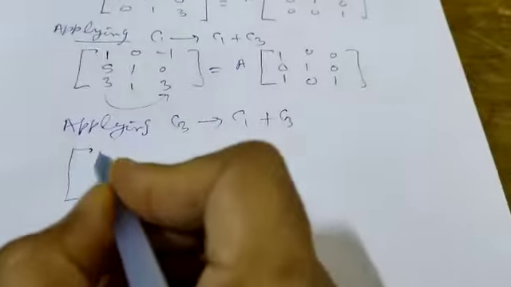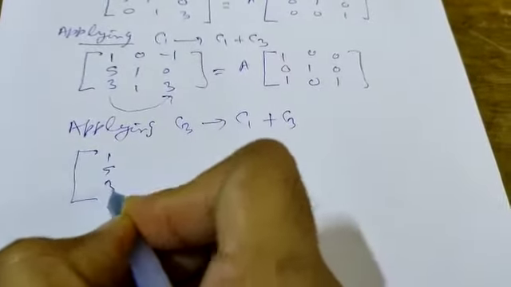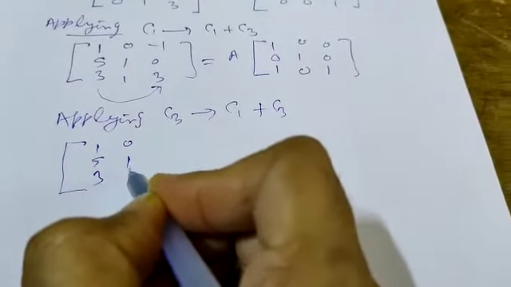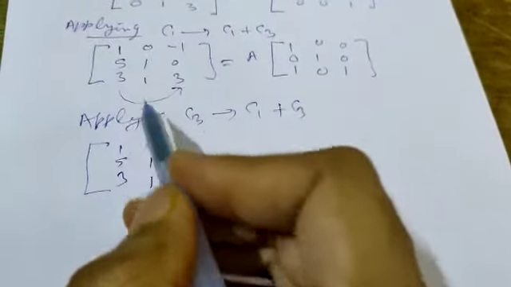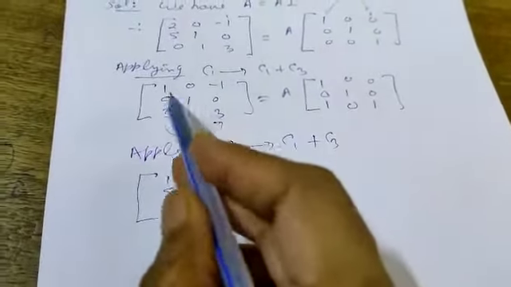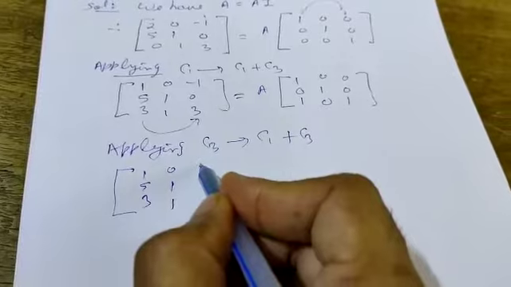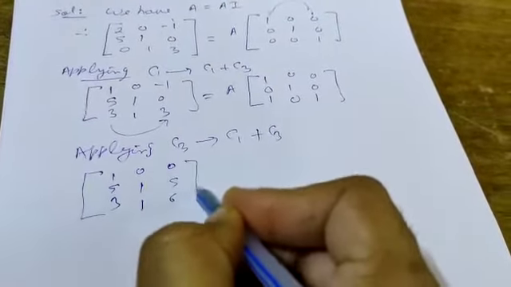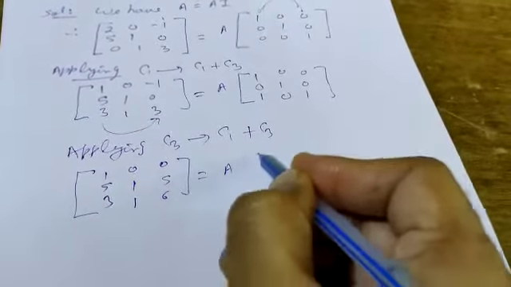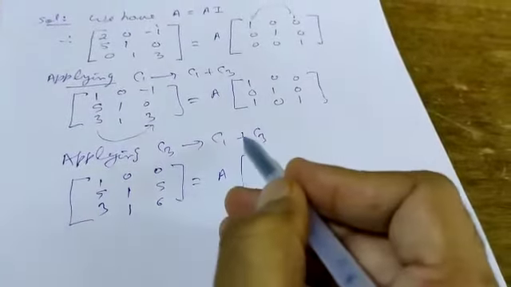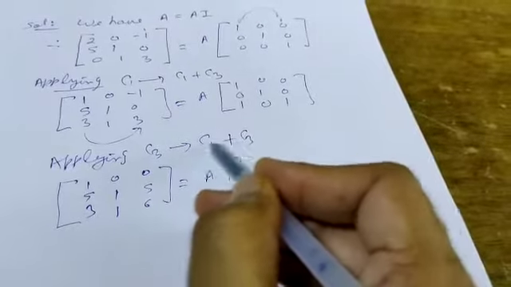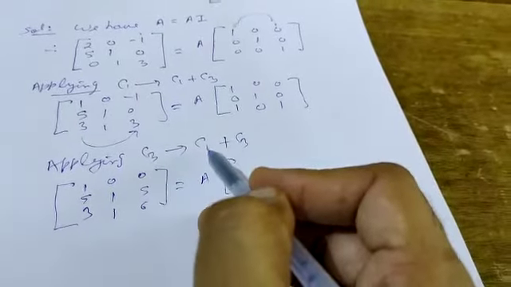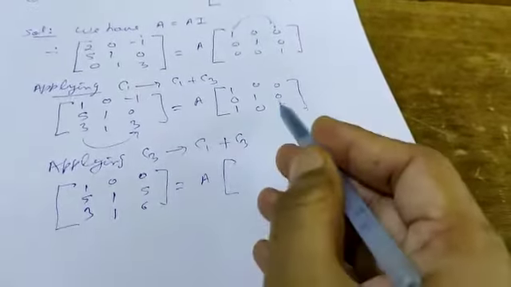Now 1 5 3, 0 1 1, and when we are adding them, 1 minus 1 becomes 0, 5 plus 0 is 5, 3 plus 3 is 6, equal to A. Remember the same operation, whatever we have done here, C3 is to be transformed as C1 plus C3, so that is to be done to the left side also.